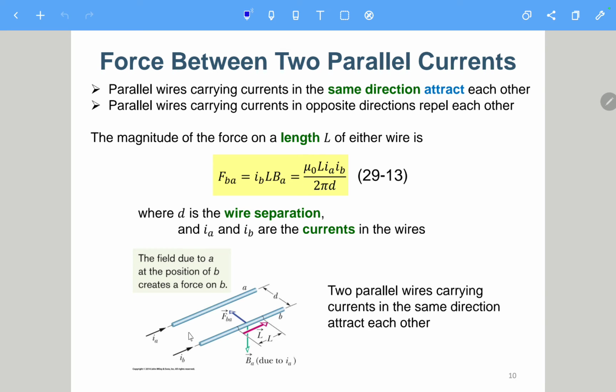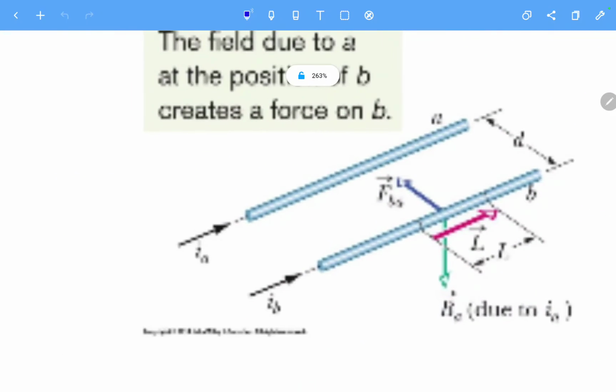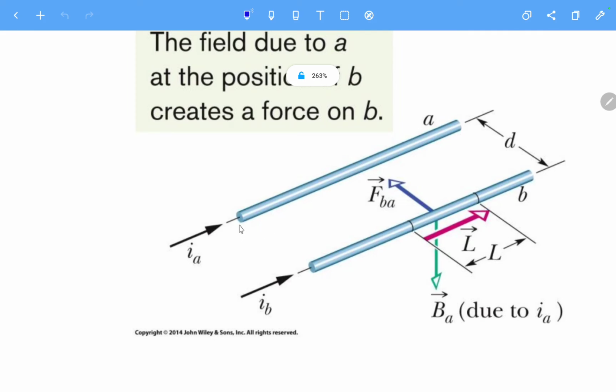Suppose these are two parallel wires, and here we assume the current is from the bottom left to top right for both. So they point to the same direction. Okay, so let's consider this IA. It will generate the B field here.